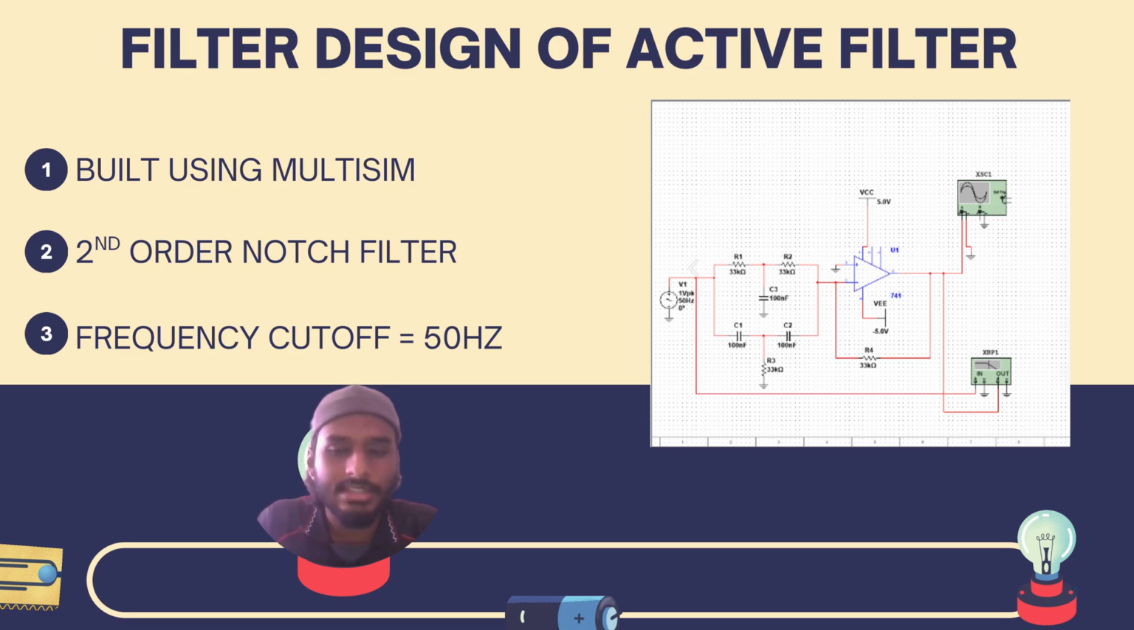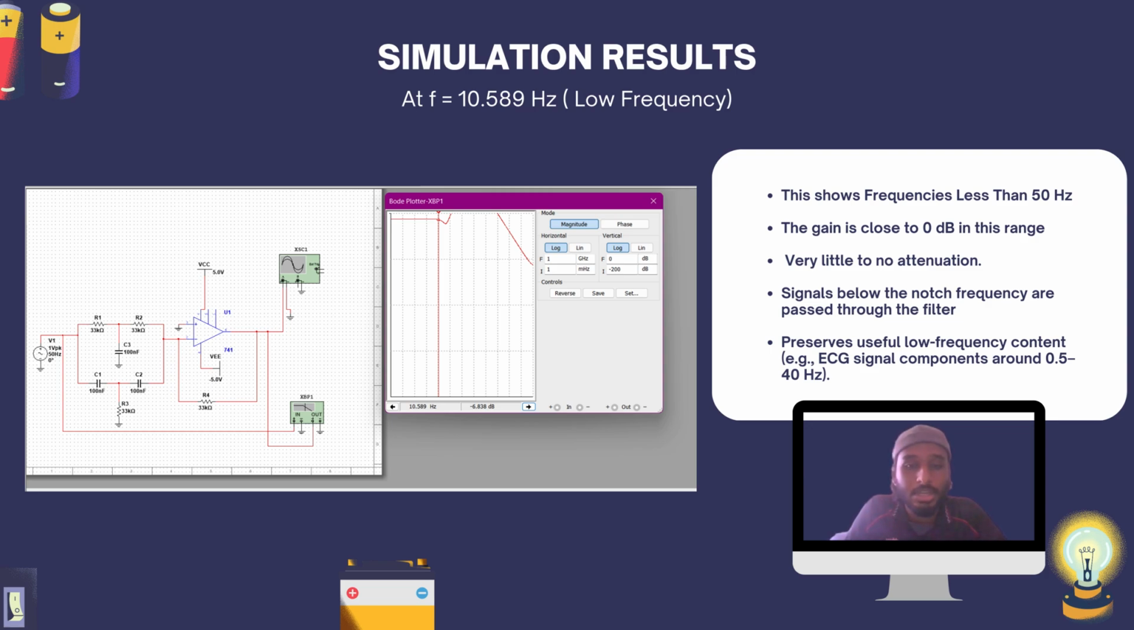So we can adjust the range using the oscilloscope at the top, and we can see the results of gain and also frequency using the dot plotter below. So this is the overall setup of the circuit. Next, we are going to talk about the simulation results.